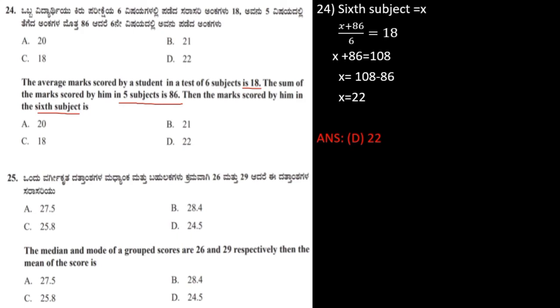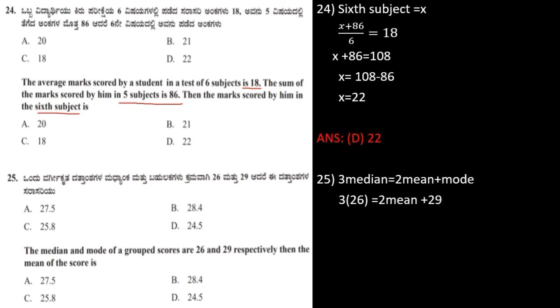Next one we have the median and mode of the group scores are 26 and 29 respectively. Then the mean of the score is? Here we know one relation, that is 3 median is equals to 2 mean plus mode. So we need to use that formula here. By using it, we will substitute all the values in this. We will get 3 into 26 is equals to 2 mean plus 29.